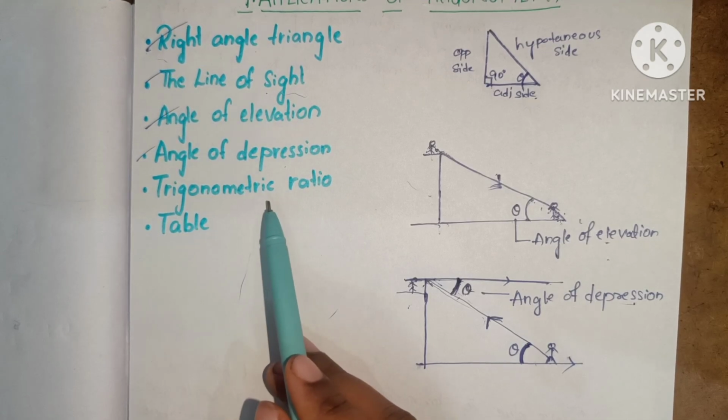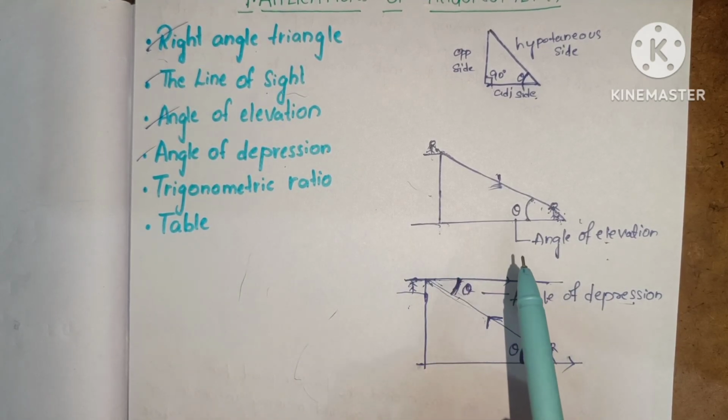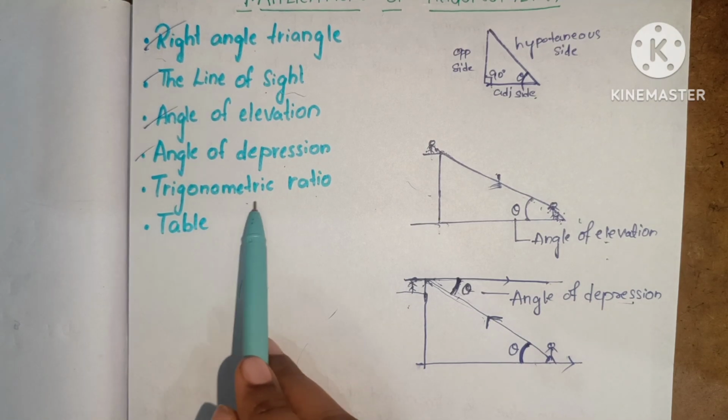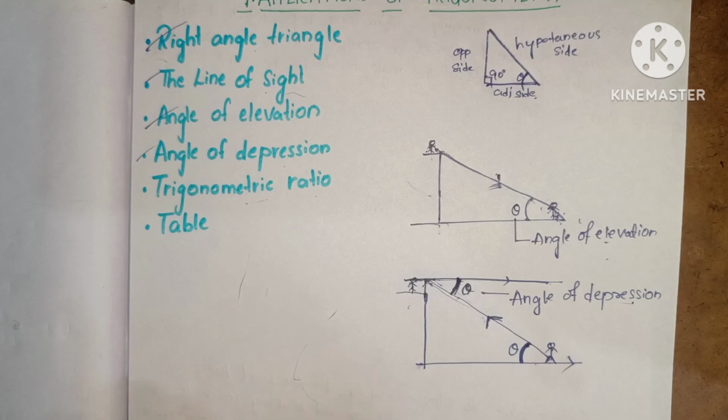Then what about the trigonometric ratios? How will they be applicable here? You learned in the previous class what the trigonometric ratios are, how they are created from the right angle triangle: sin theta, cos theta. You learned all this. But where do you use these trigonometric ratios? How will you use them here?